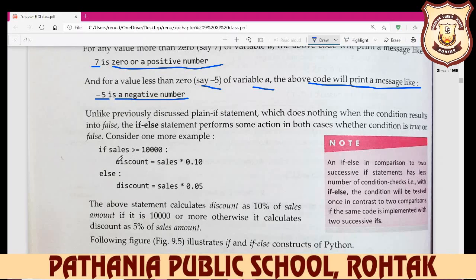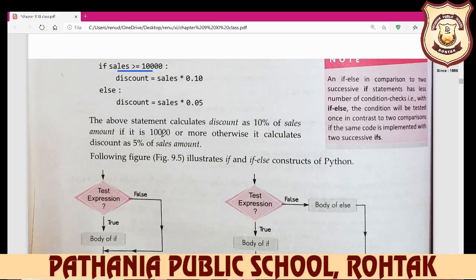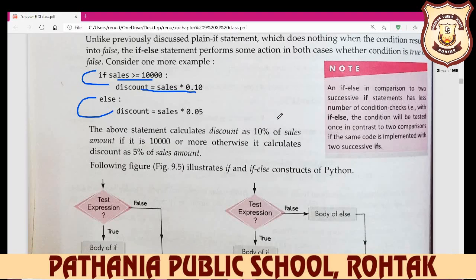If sales greater than or equal to 10,000, then what? Then discount equals sales multiplied by 0.10. Else, otherwise, if my condition is false, then discount equals sales multiplied by 0.05.